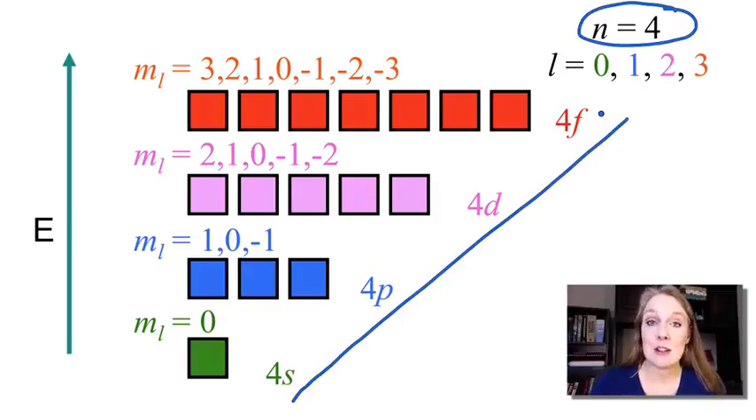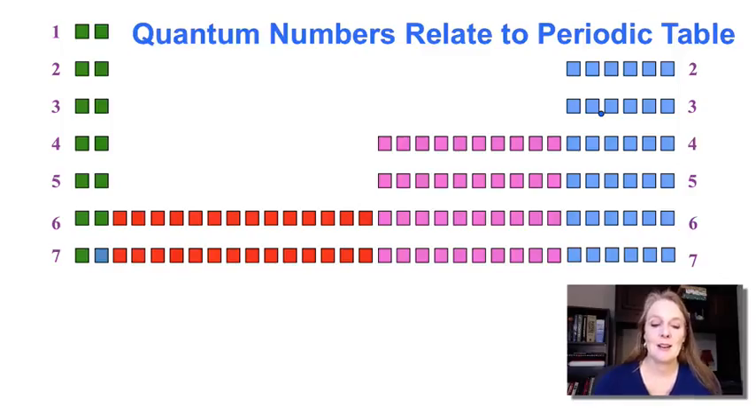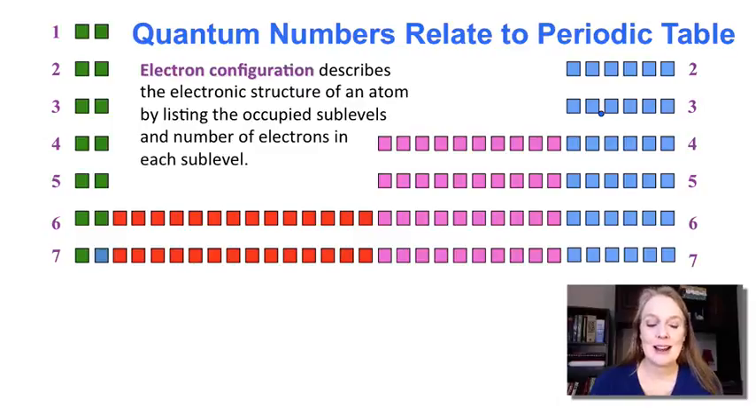Let's relate this now to the periodic table, because that's what makes it really easy to remember. And remember, the chemical elements have this periodicity to them, and we'll really be able to see that when we look at the periodic table. So the quantum numbers relate to the periodic table. And we can write an electron configuration, which describes the electronic structure of the atom by listing all of the occupied sublevels and the number of electrons in each of those sublevels.